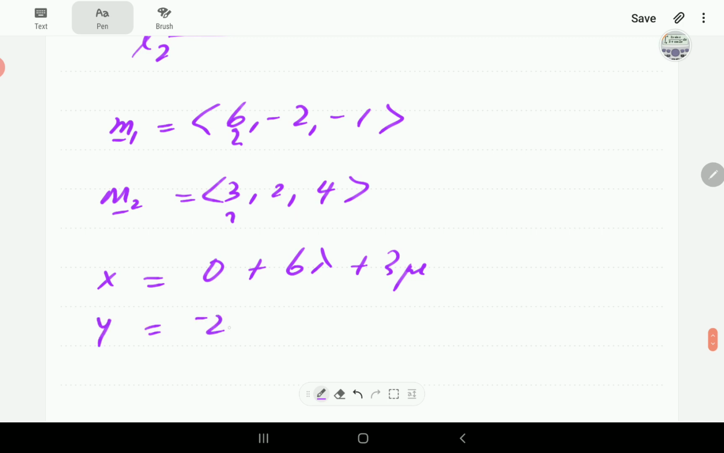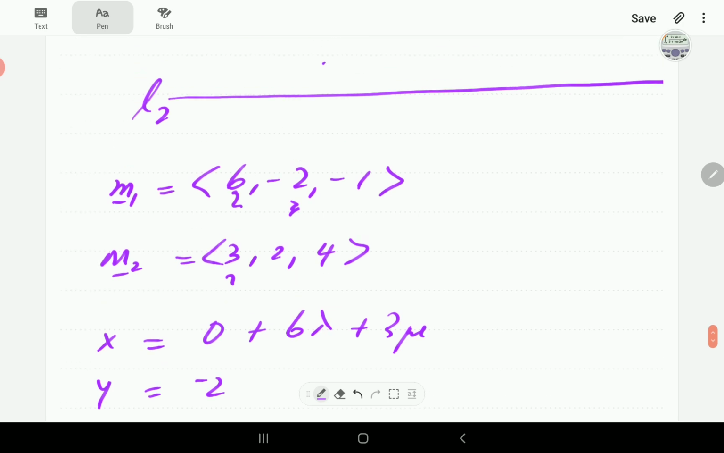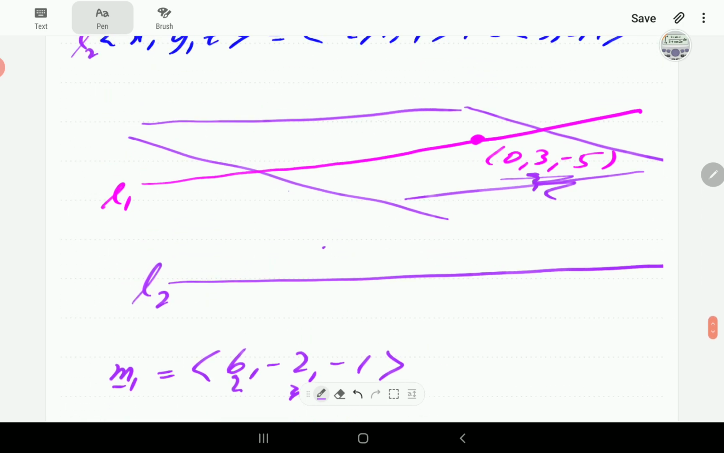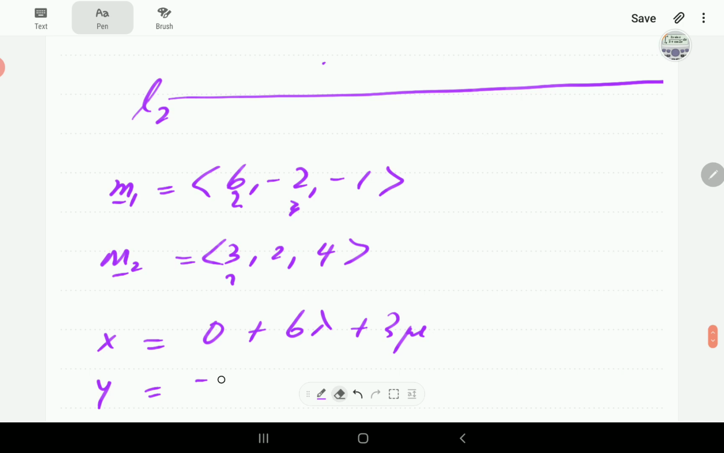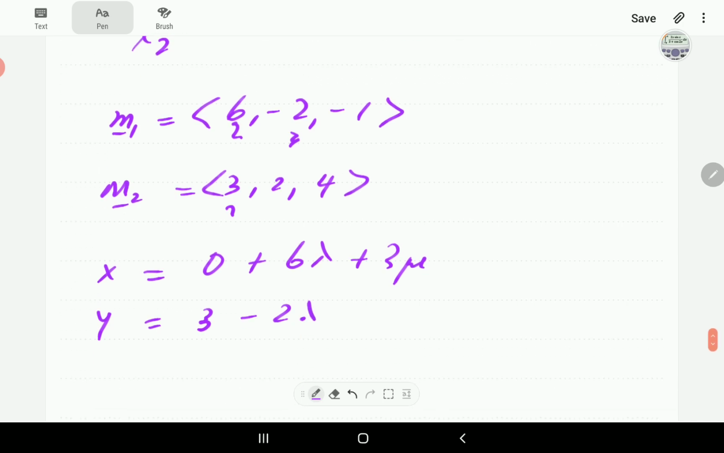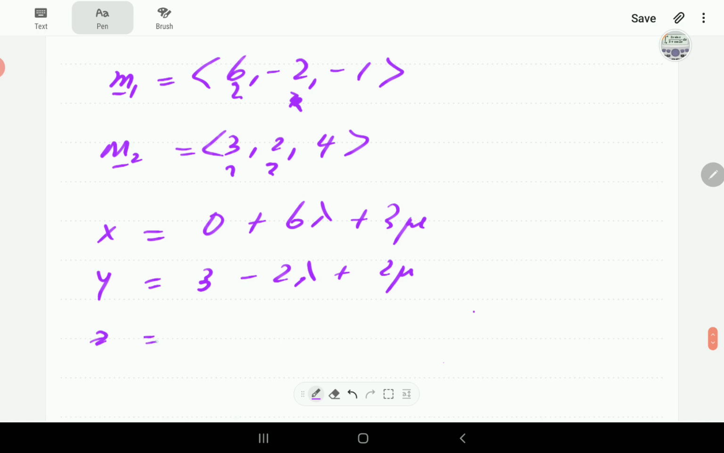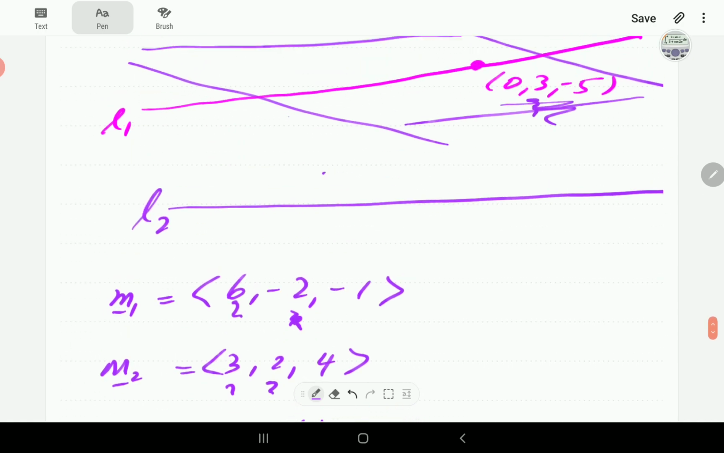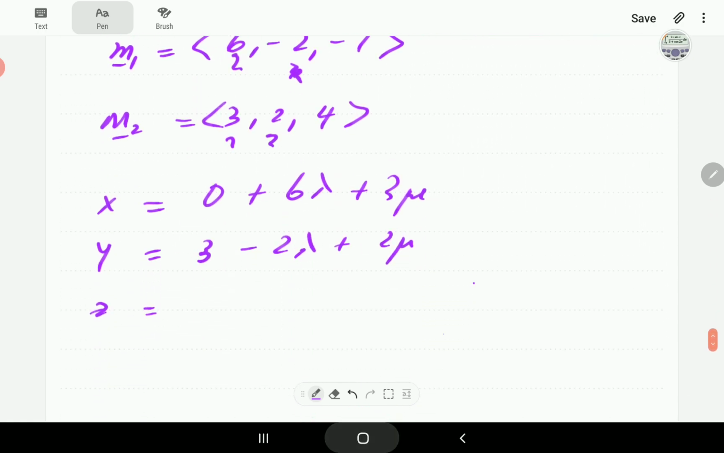y is going to be 3, minus 2 lambda, and plus 2 mu. Then z is going to be -5 minus lambda plus 4 mu. So that's going to be the parametric form.